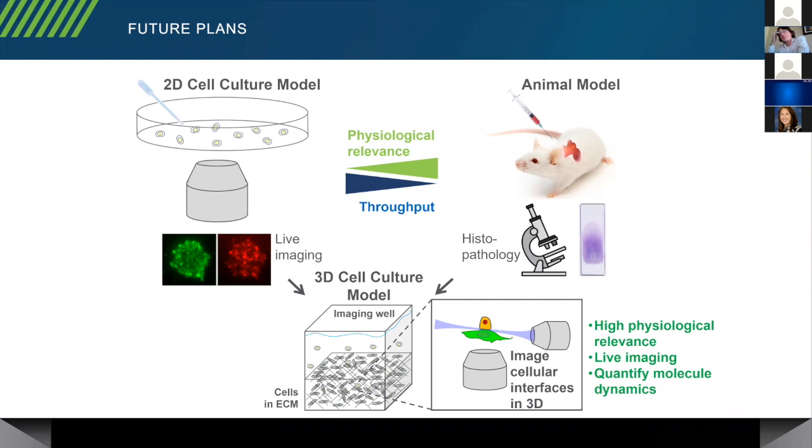So what people are trying to do, and us as well, is to move to a 3D cell culture model, or more advanced models often termed human on a chip models, where you have at least some sort of extracellular structures where you can have a model for a tissue in a three-dimensional environment that is more physiologically relevant. But then, contrary to the animal, this environment can be very controlled. We can do live imaging, and we can use those high-resolution modalities to quantify molecule dynamics.